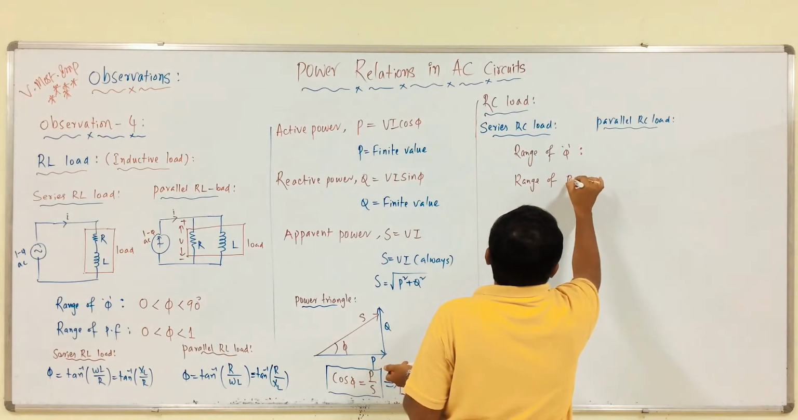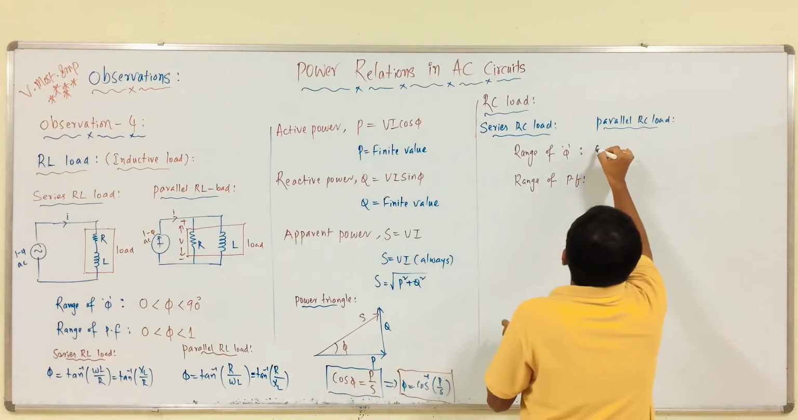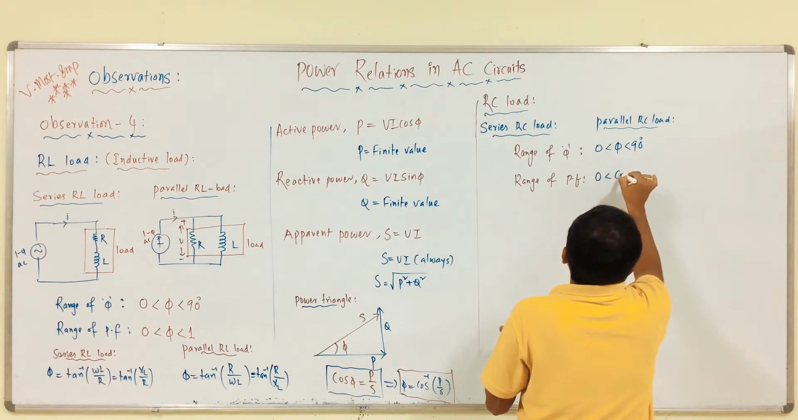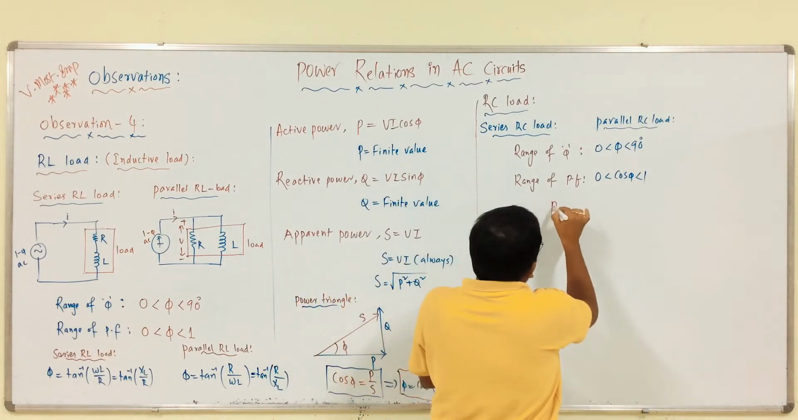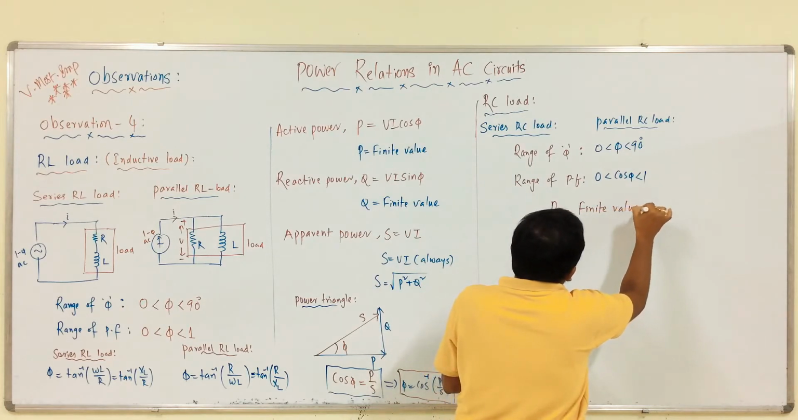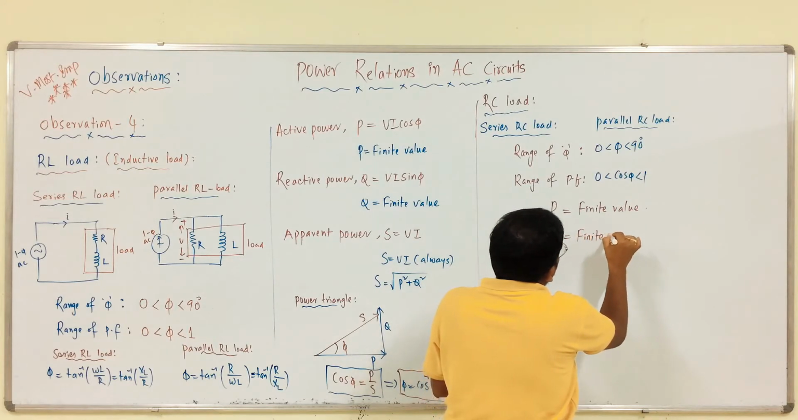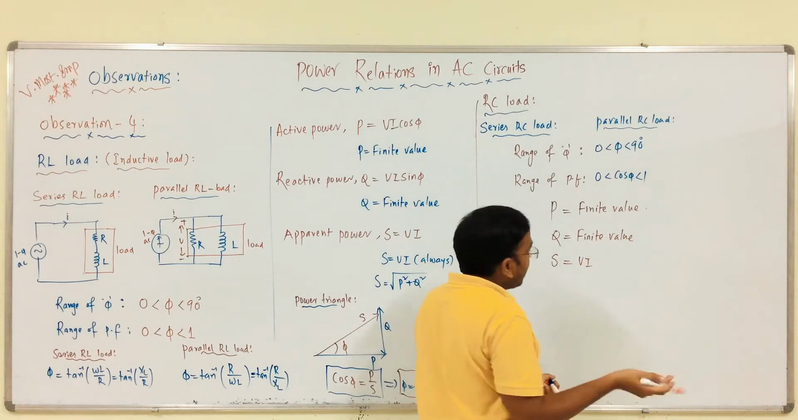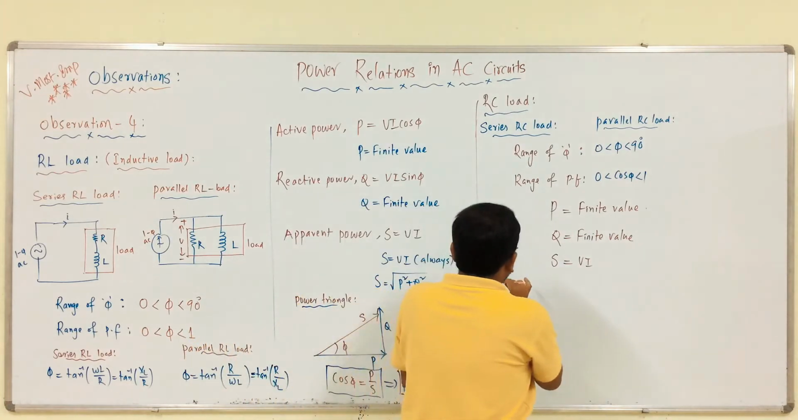Like that, the range of power factor. What is the range? Again between 0 and 90 only. What is the power factor range? 0 to 1, cos phi less than 1 only. What about active power? Finite value, because we have a finite value of power factor. What about reactive power? It is also a finite value. What about apparent power? It is always VI, it is independent of load. Clear? Okay. Then what about the phase angle? First, the power triangle.